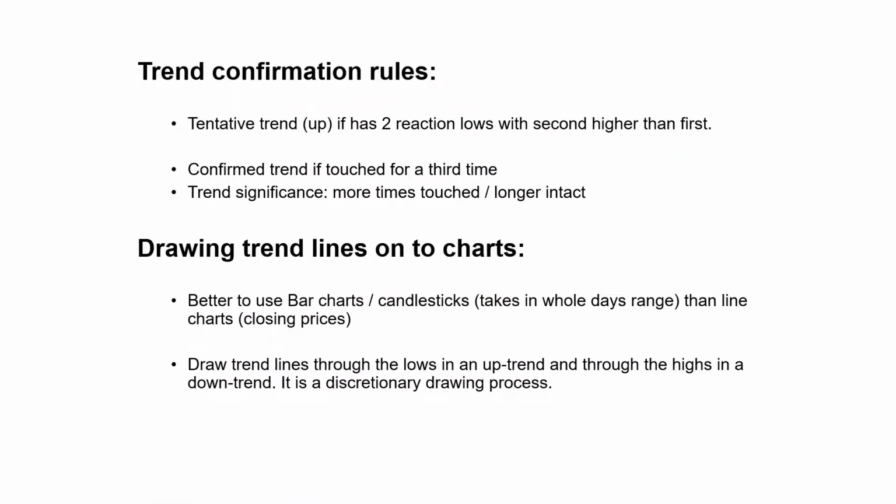And really the rules of trend drawing are important to know. If you have 2 touches on a trend line, that's only a tentative trend. You need 3 or more for confirmation of that trend, and that's very important to know and to apply. And it can be drawn on any charts, and you've got to draw the trend lines through the lows in an uptrend and through the highs in a downtrend, and it's a very discretionary, subjective drawing process.